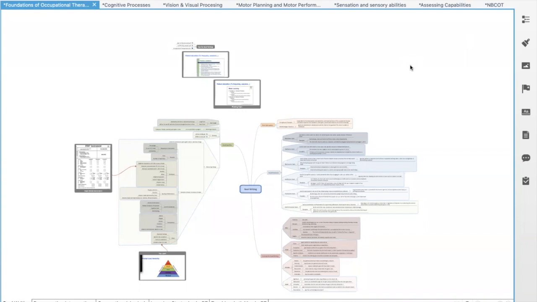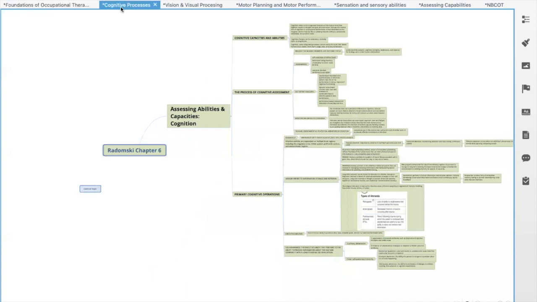So I first will start with how I organized my concept maps. I put them in order of topic. I started my first concept map under Foundations of Occupational Therapy, and this just includes things like goal writing, some documentation, and some intervention and teaching activities involved in occupational therapy.